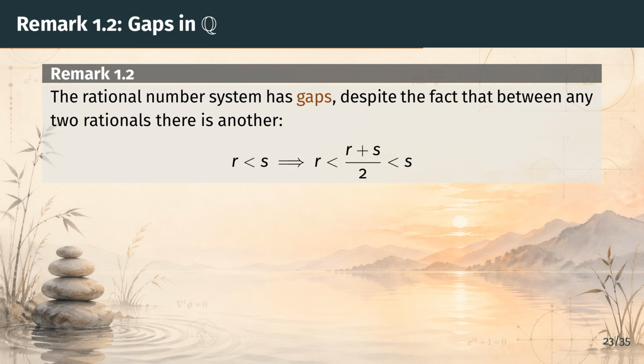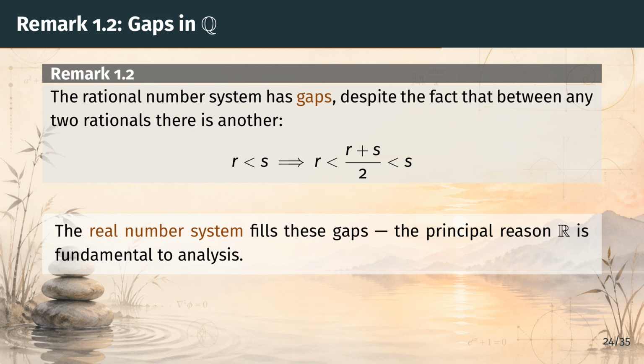Remark 1.2 captures the philosophical lesson of example 1.1. The rationals are dense. Between any two rationals r and s, the average, r plus s over 2, is another rational strictly between them. So in some sense, the rationals are spread everywhere on the number line. Yet they still have gaps. The set A has no maximum. The set B has no minimum. And there is nothing in the rationals sitting between them.